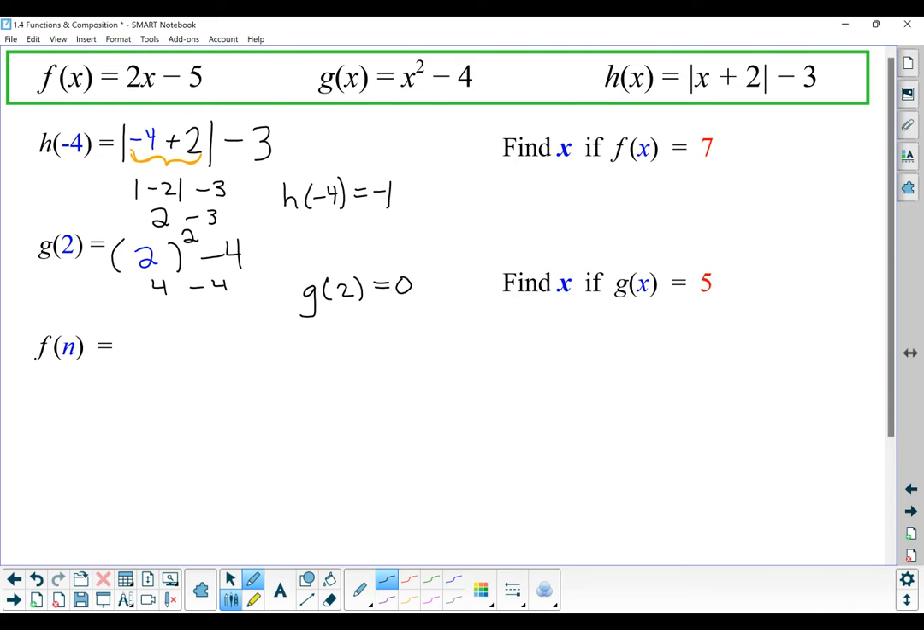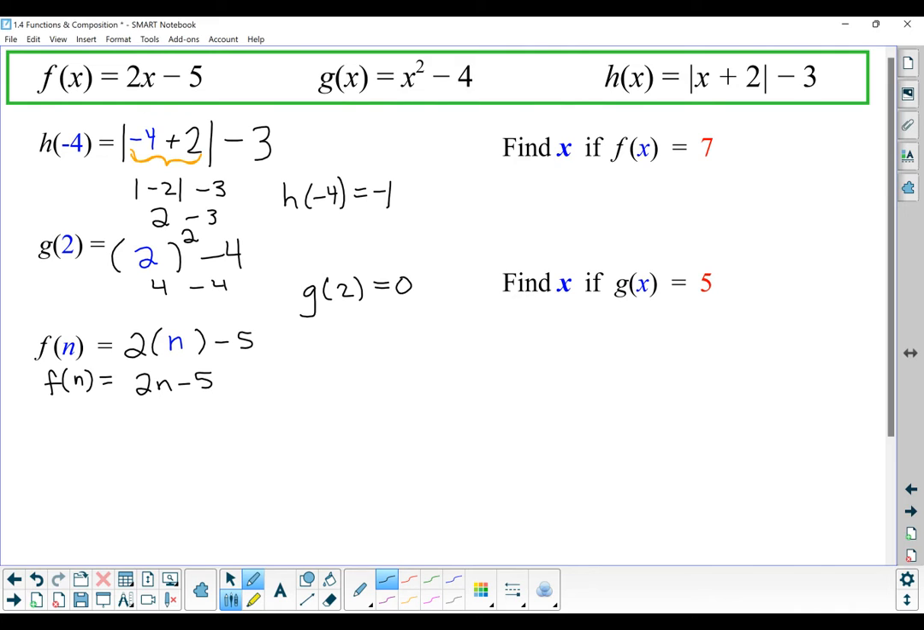Our last function is f of n. We're going to use this first function, f of x. What function f does is it doubles the input and subtracts 5. Well, the thing I'm inputting is n. Now, in this case, because the thing I'm inputting is a variable, not a number, I can't really do any calculations, but I could write it a little simpler without those parentheses and just write it as 2n minus 5. So it doesn't have to be a number that we input. We can input a variable or a symbol of some sort or really anything.